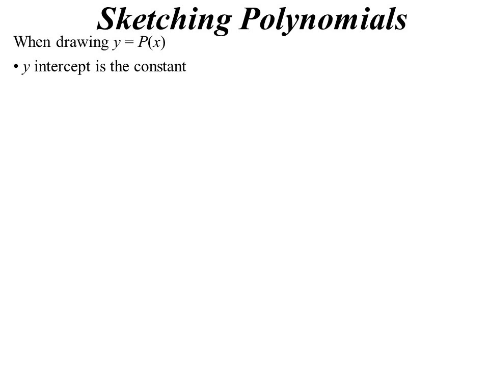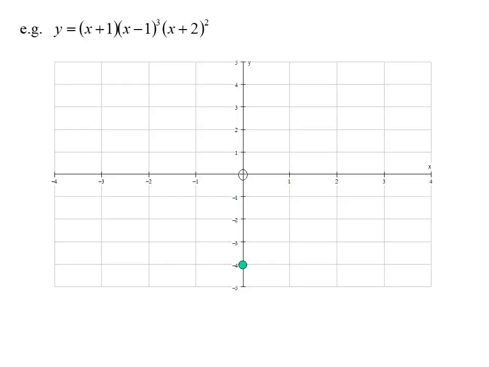Now this next bit we have seen before already this year, but it makes sense to look at it again now that we're specifically talking about polynomials. So sketching our polynomials. We're going to draw a polynomial, y equals some polynomial. The y-intercept is always the constant number, the same as linear functions and quadratics, because of course they are all polynomials themselves. Let's use this as the example.